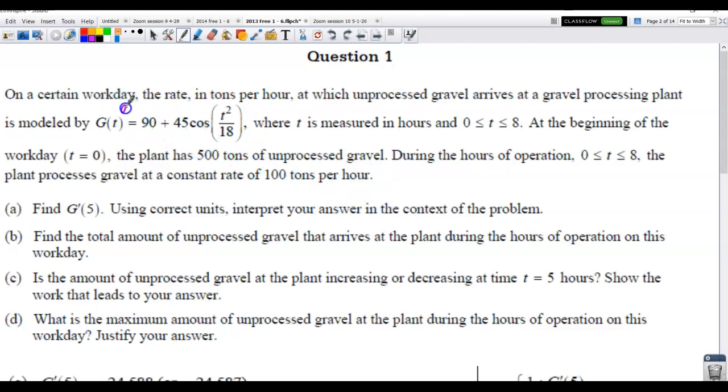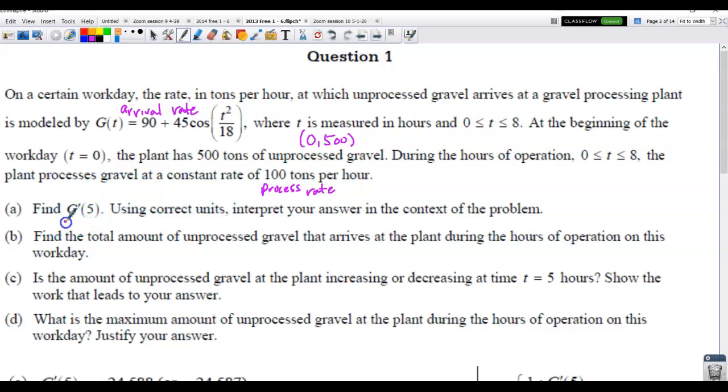G of t is the arrival rate, so that's really like your in rate. And then we have the constant rate of processed gravel. So this is the process or the out rate. The other thing we notice is that at t equals 0, there are 500 tons of gravel sitting there and it's unprocessed. So we have an initial condition.